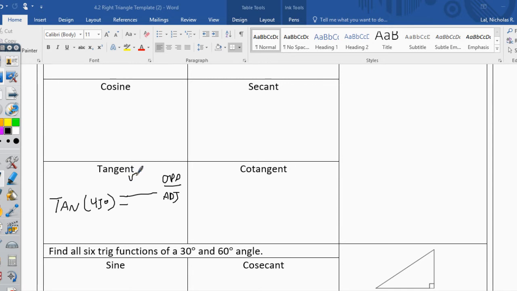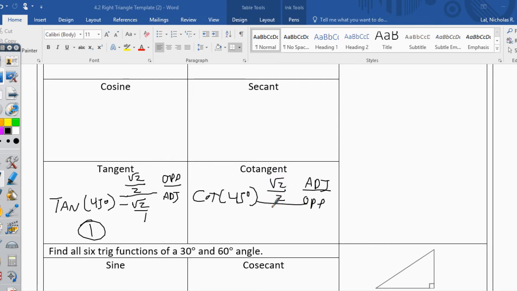Root 2 over 2. What's the adjacent side? What's anything divided by itself? So the tangent here is 1. The cotangent, instead of the opposite over adjacent, it's the adjacent over the opposite. So what's the measure of the adjacent side? Root 2 over 2. What's the measure of the opposite side? What's anything divided by itself? 1.